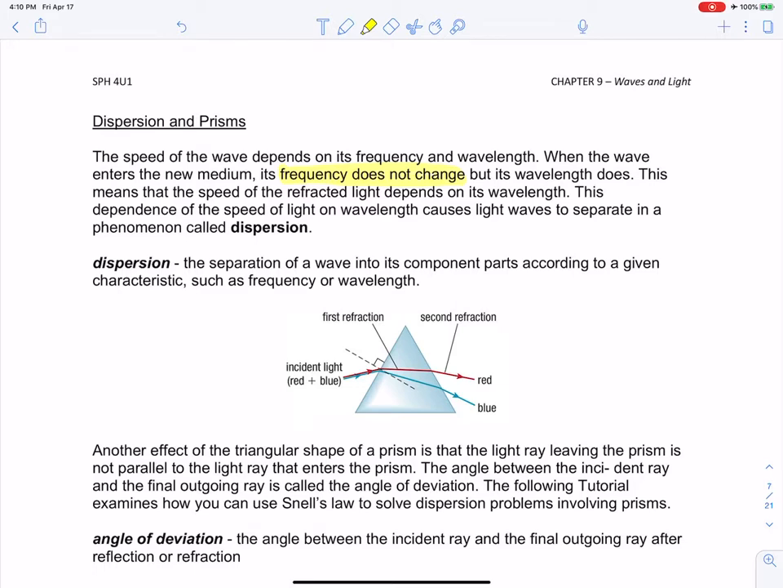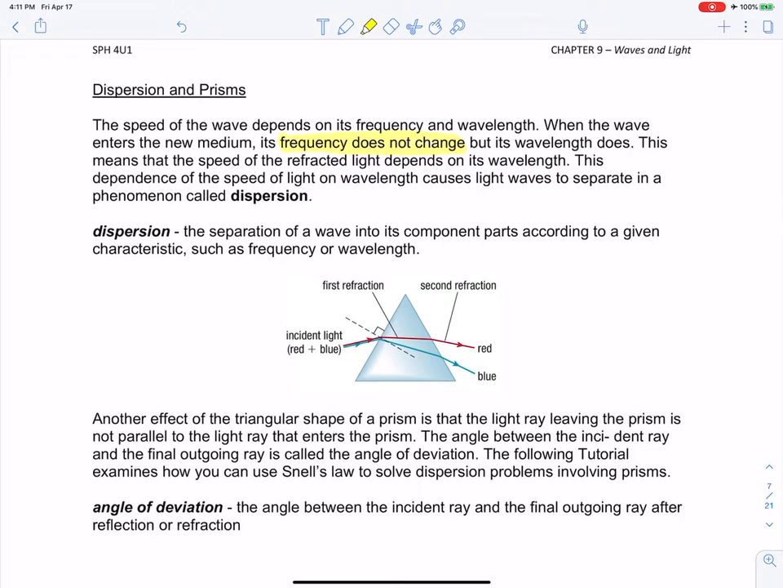And you've seen dispersion. You've seen classic examples of white light traveling through a prism, and when it is transmitted through, it disperses into its constituent wavelengths. So you see the different colors of light emerging at different distances or positions, resulting in a rainbow effect. So the definition of dispersion is the separation of a wave into its component parts according to a given characteristic, such as frequency or wavelength.